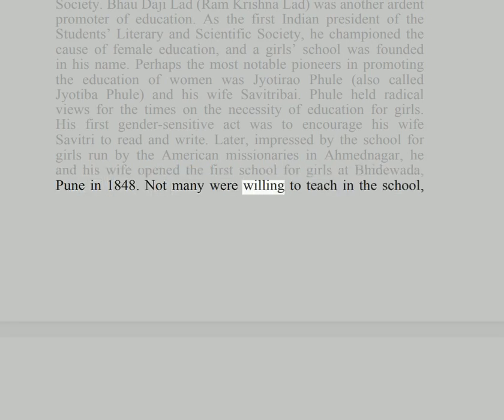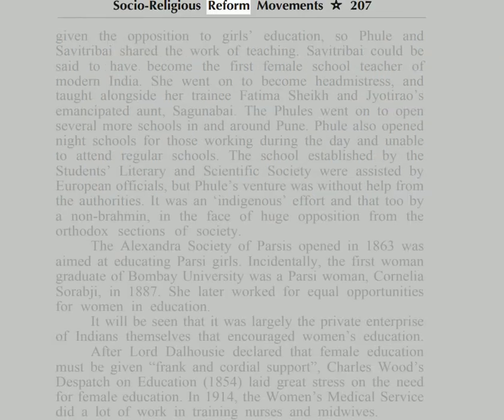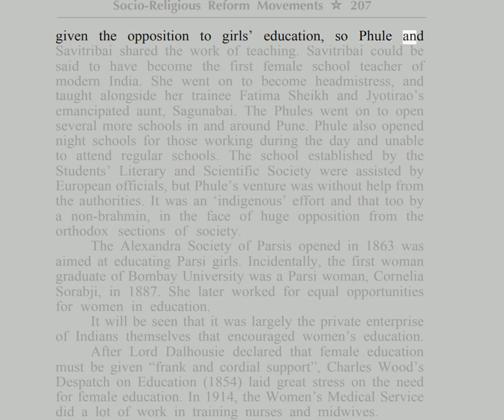Not many were willing to teach in the school. Socio-religious reform movements. Given the opposition to girls' education, Phule and Savitribai shared the work of teaching. Savitribai could be said to have become the first female school teacher of modern India. She went on to become headmistress, and taught alongside her trainee Fatima Sheikh and Jyotiba's emancipated aunt, Sagunabai. The Phules went on to open several more schools in and around Pune.